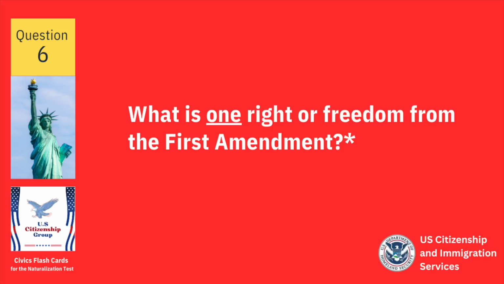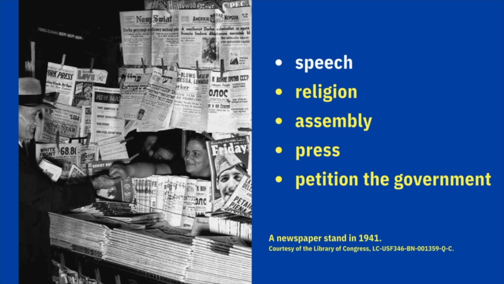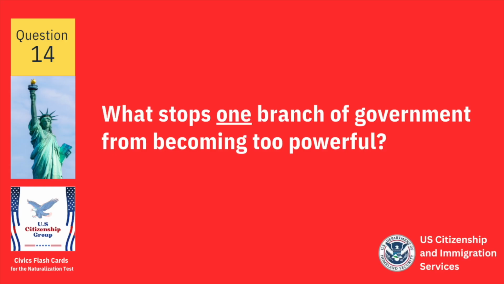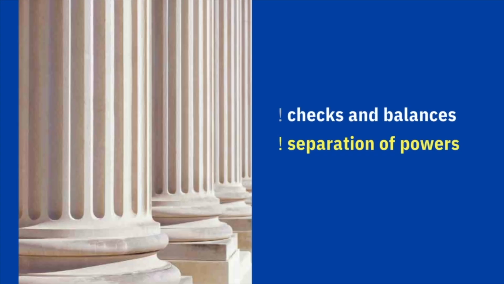What is one right or freedom from the First Amendment? Speech. What stops one branch of government from becoming too powerful? Checks and balances.